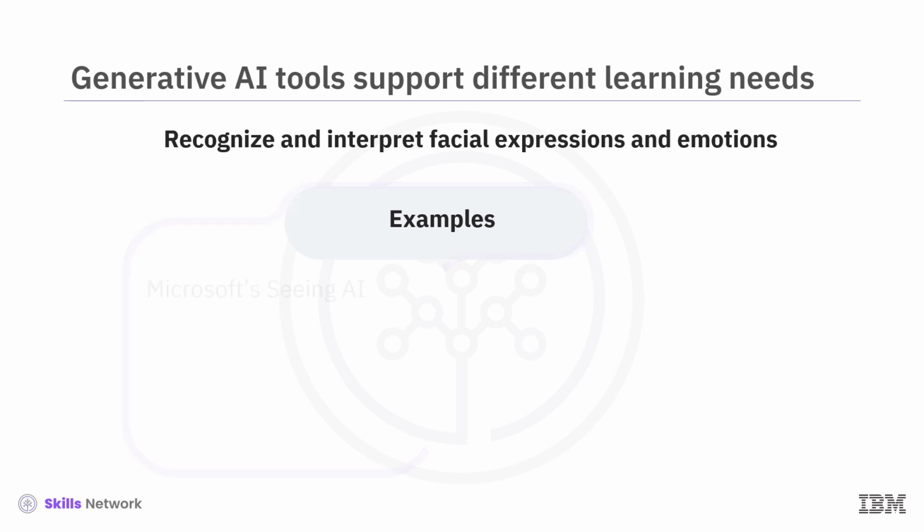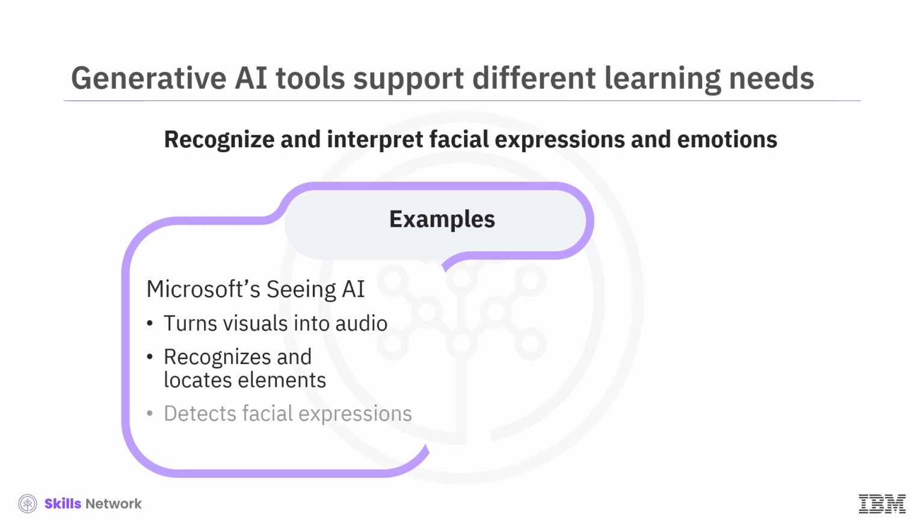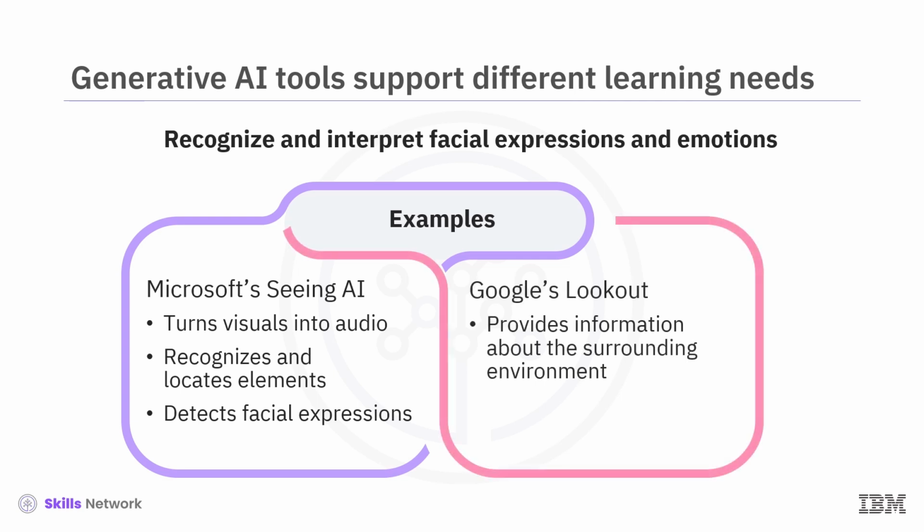For example, Microsoft's Seeing AI is a generative AI tool for visually impaired learners. It turns the visual world into an audible experience with an intelligent camera app that recognizes and locates objects and text, detects facial expressions, and provides spatial awareness. However, Google's Lookout provides information about surroundings, text, people, food labels, images, and currency for visually impaired learners.